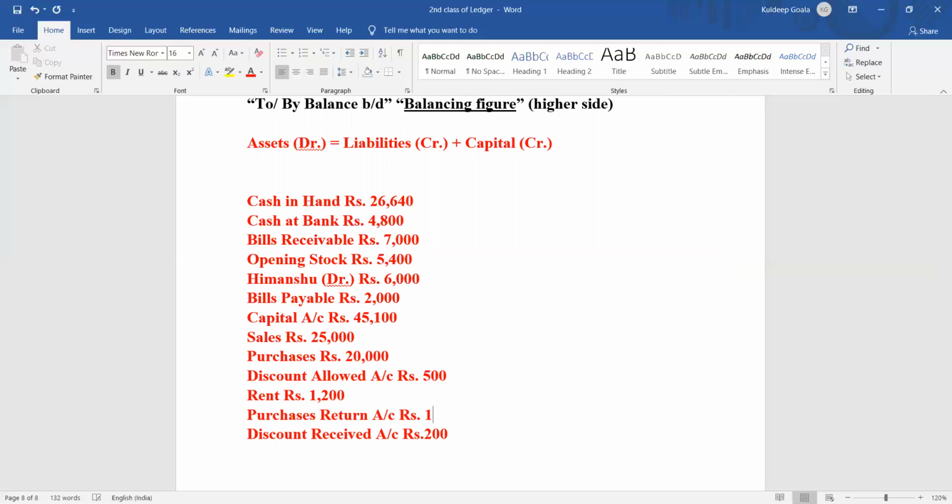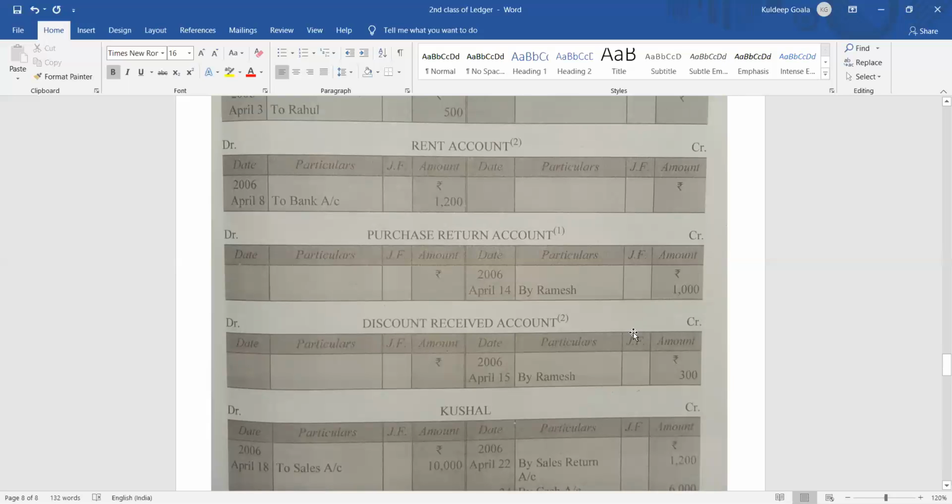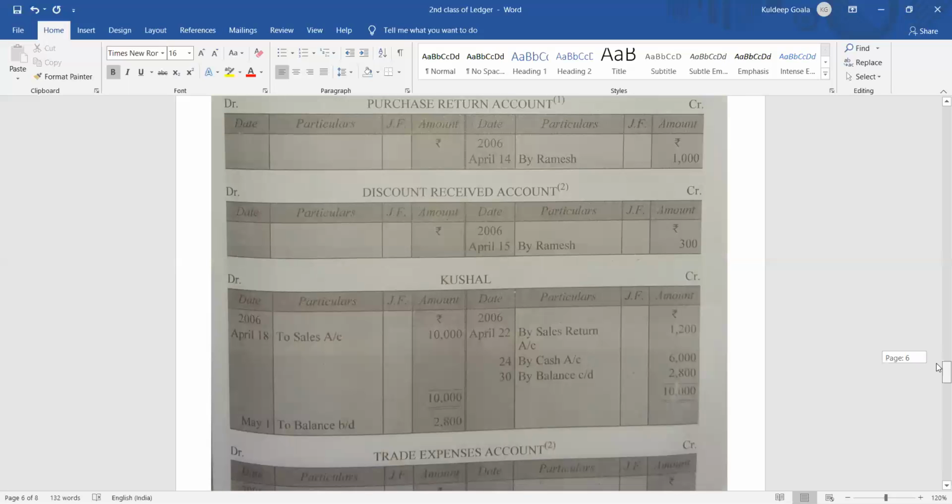Rupees 1200. And after that, we have got discount received, it was 300, right? We have seen that. We can still verify that once again. Discount received was 300. You can see here discount received was 300. Clear? Then Kushal. In case of Kushal, what is the balance? It is 2800. Remember, it is debit.